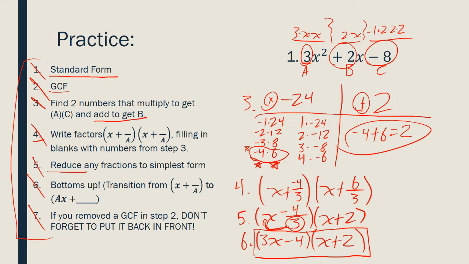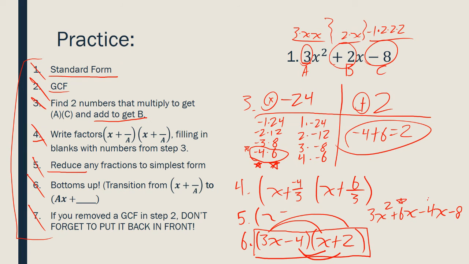Now, let's go ahead and multiply these together to make sure we actually did it correctly. So 3x times x and 3x times 2, -4 times x, -4 times 2. So that's going to give me 3x squared. 3x times 2 is a positive 6x. -4 times x is -4x. -4 times 2 is -8.